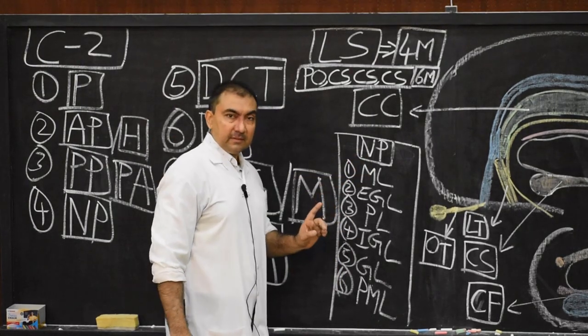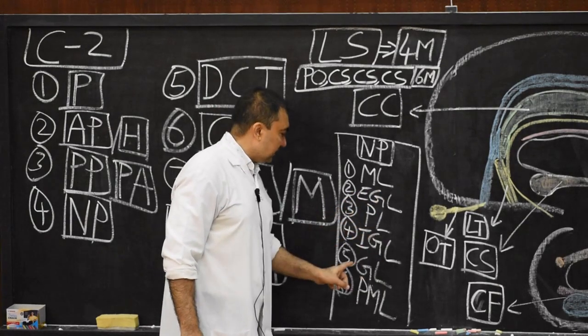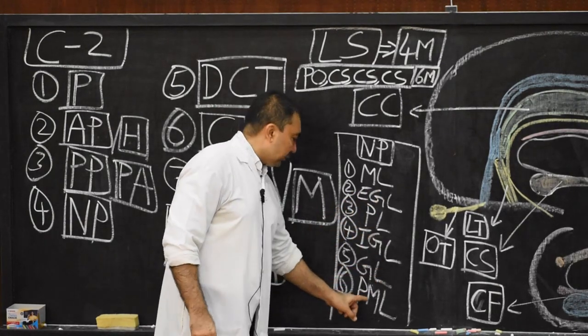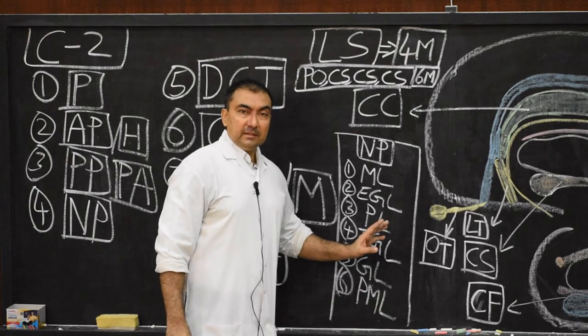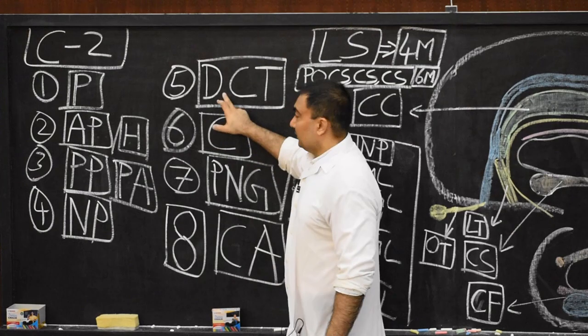Remember. So once again: molecular layer, external granular layer, pyramidal layer, internal granular layer, ganglionic layer and polymorphic layer. And with this we finish our point number 5.